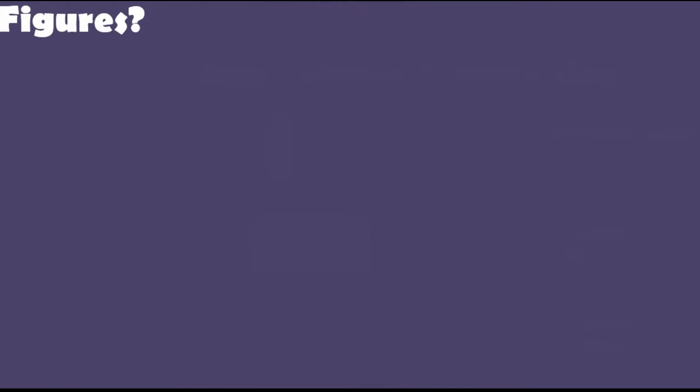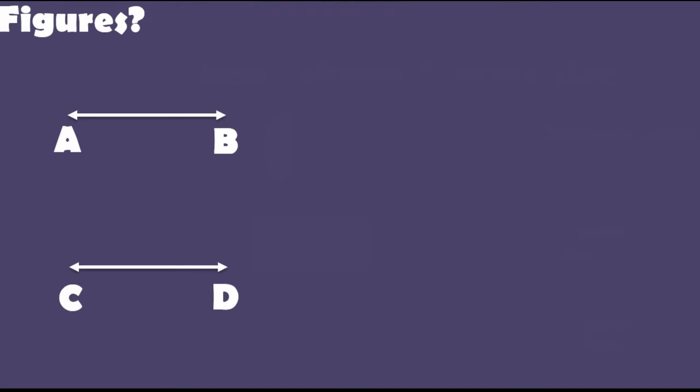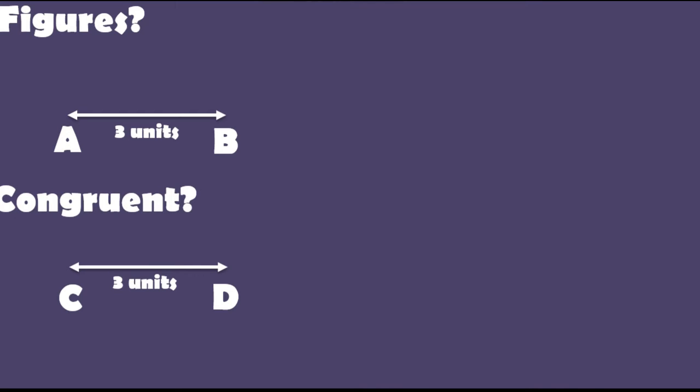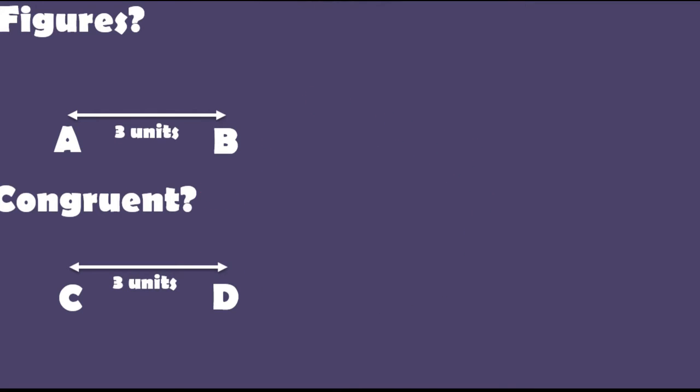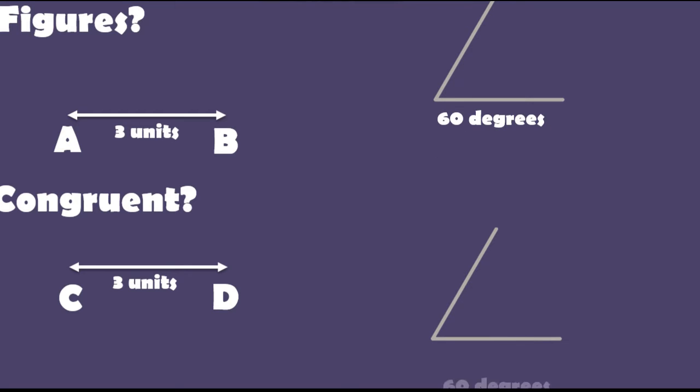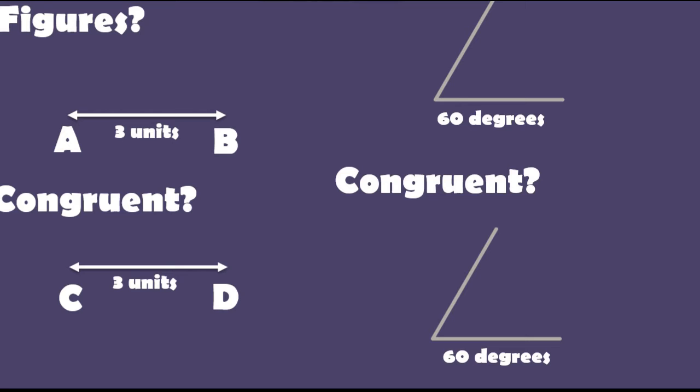Consider two segments, segment AB and segment CD. Both measure 3 units. Can we say that they are congruent? Of course, we can. Segment AB is congruent to segment CD. What if we have two angles like this with the same measure? Say, both measure 60 degrees. Yes, these two angles are also congruent.